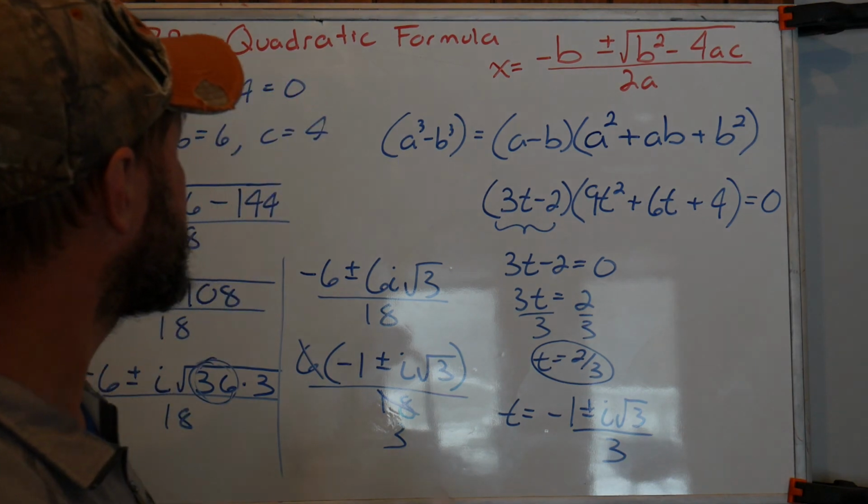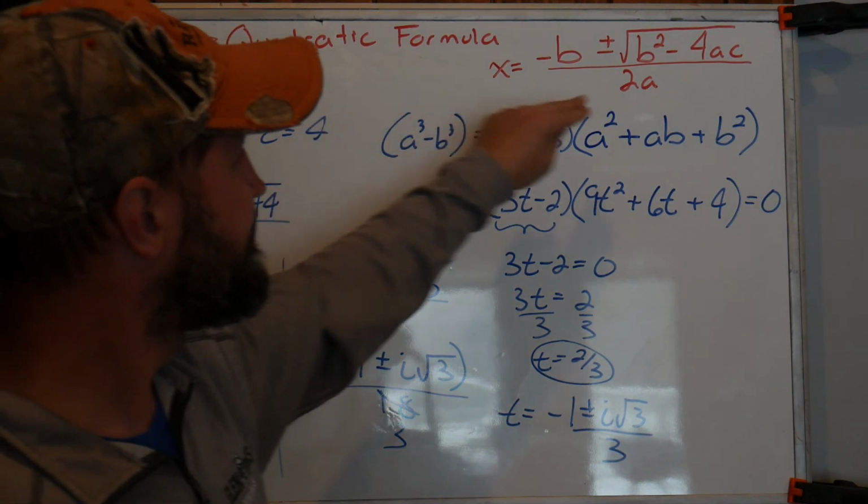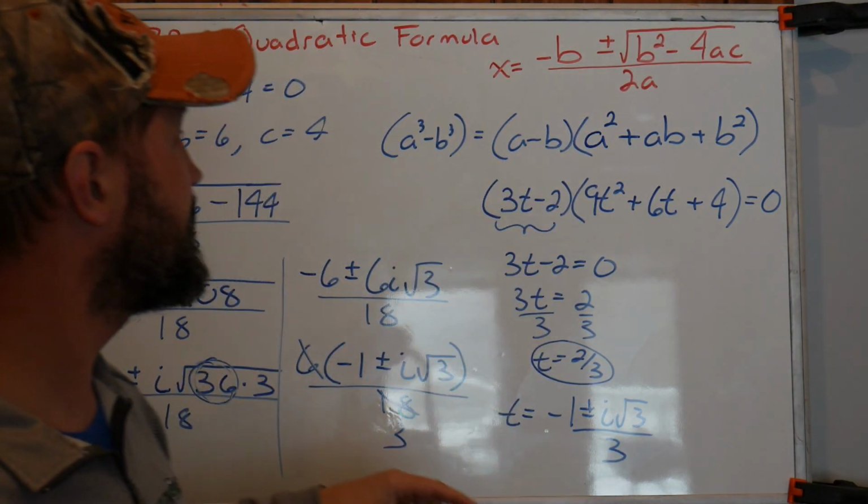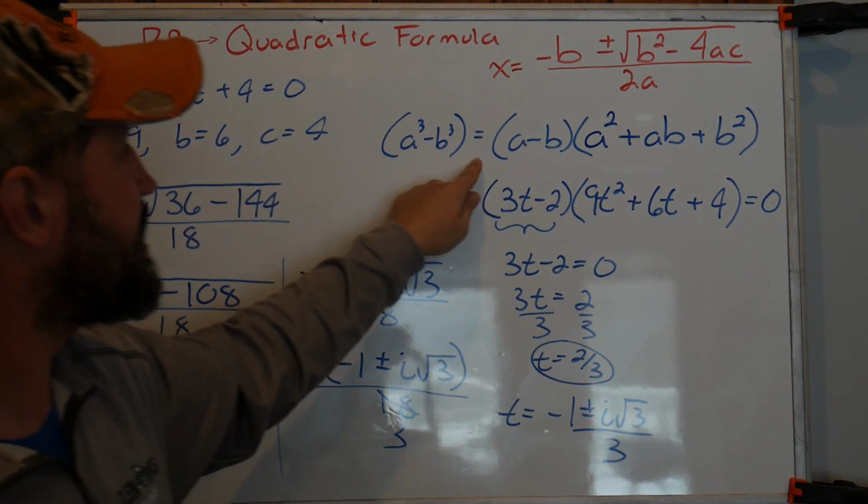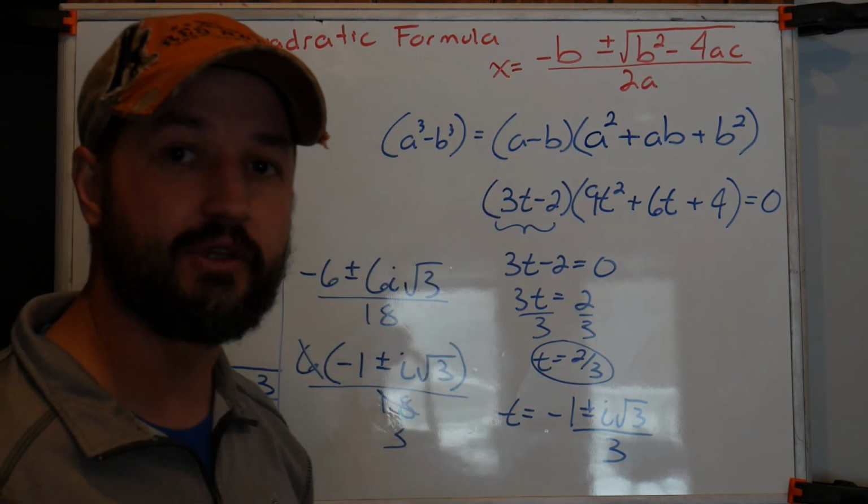Okay, so I'm almost out of time. That's the quadratic formula. Find A, B, C, and just plug them in. The key is finding them. This is about as complex as it's going to get if they give you perfect cubes.